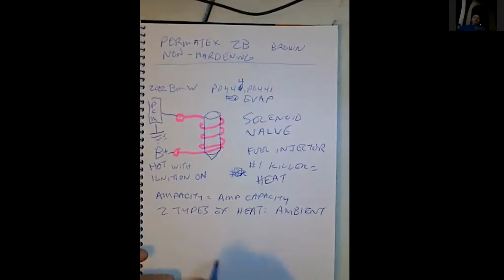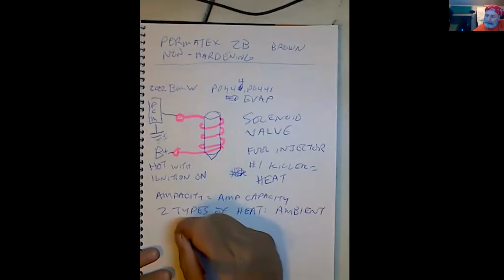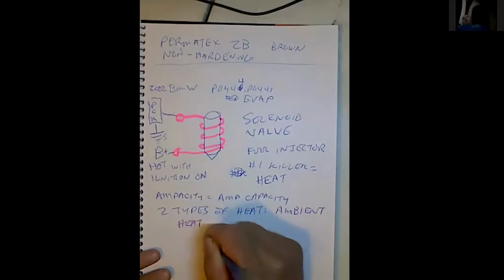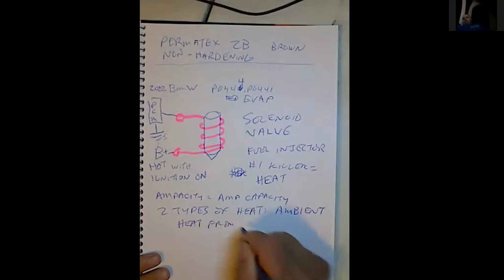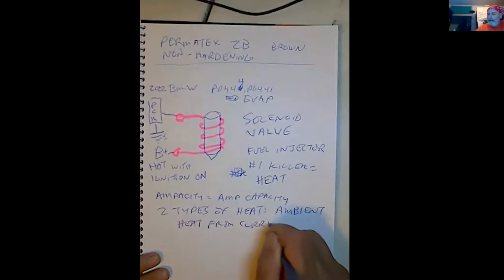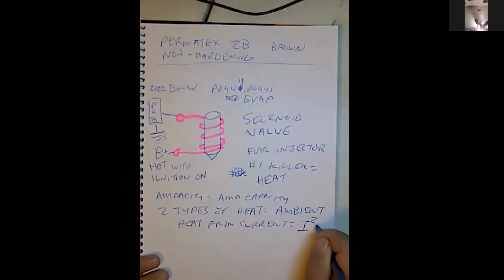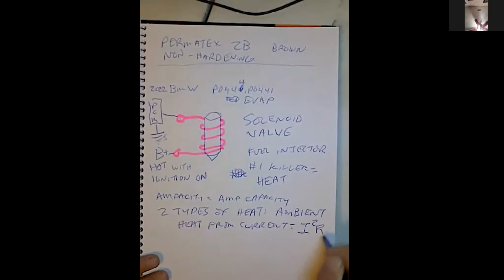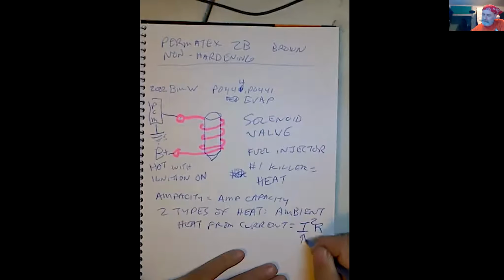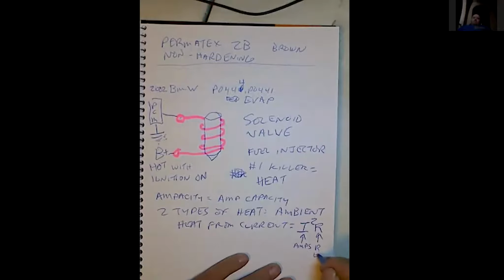and radiant. What does ambient mean? Like in the background, just outside, around, normal. Yeah, just heat around. Good. And then there's internal, from current, equals I squared R. What's I? Amp. Yep. What's R? Resistance. Good.